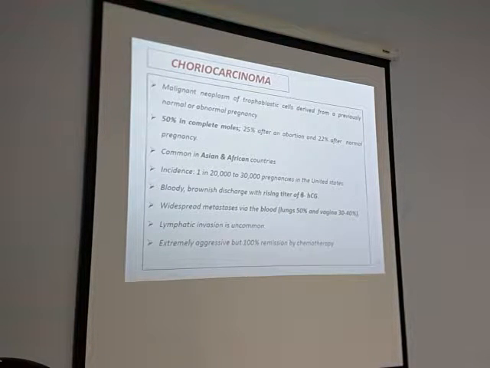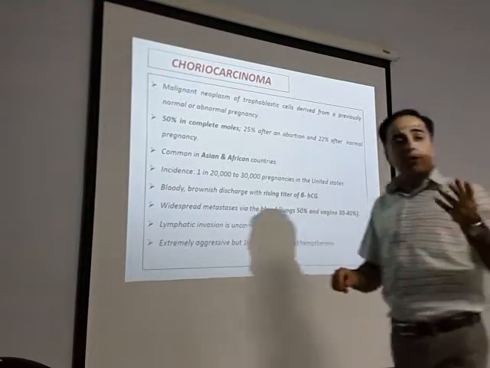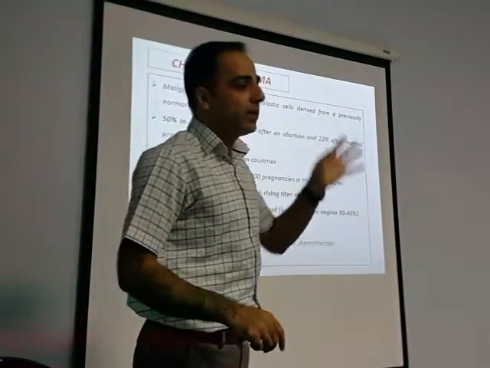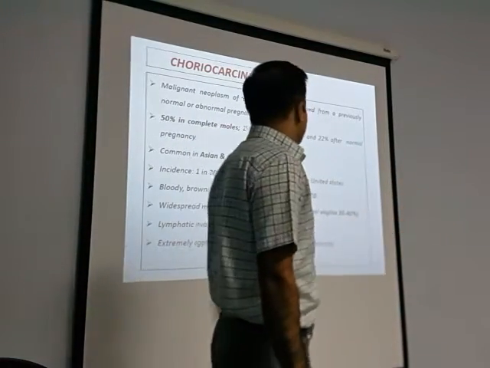So it means some of the tissue is there. The moles are removed, but some of the tissue remains. Like an invasive mole, it has the capacity to invade. Some of the tissue will remain, which is going to form it. So 50% in complete moles, 25% after abortion, and 22% after normal pregnancy also. There is no guarantee after a normal pregnancy that the patient will not have choriocarcinoma.